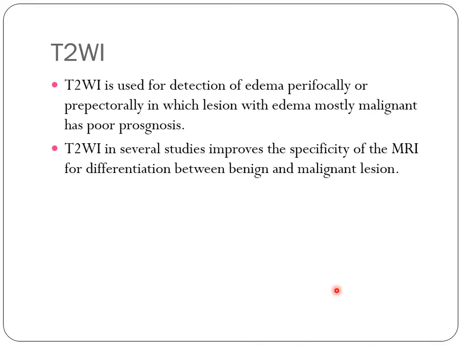T2 weighted image is used for the detection of edema, perifocal or prepectoral, in which lesions with edema are mostly malignant and have a poor prognosis. T2 weighted image in several studies improves the specificity of the MRI for differentiation between benign and malignant lesions.